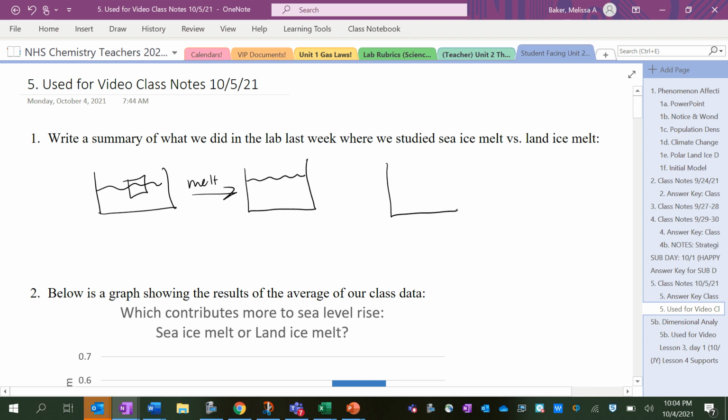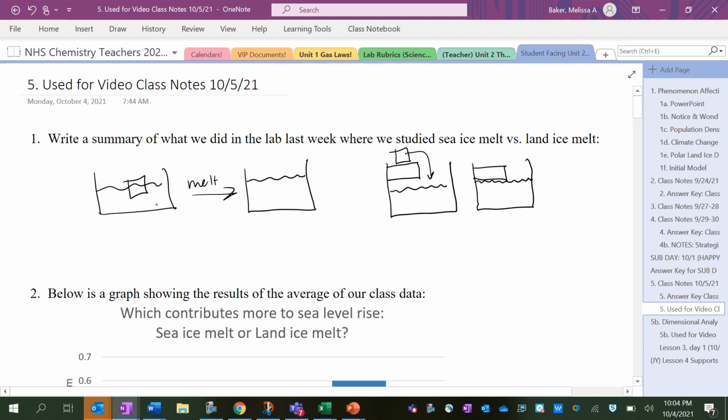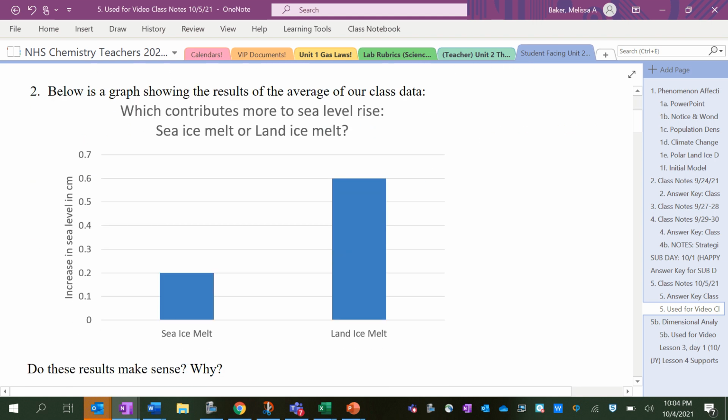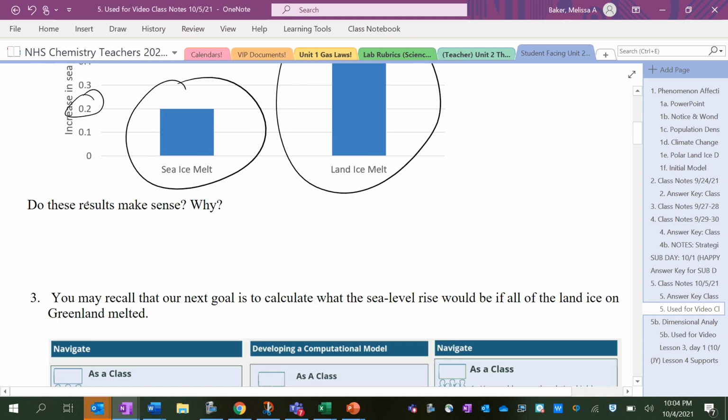And we did a separate experiment where we had a piece of, quote, land where we put the ice cube on top. So again, we measured the liquid before and then after all of that ice had melted into the water. And what we discovered was that sea ice melt and land ice melt both caused the level of the water to increase, but sea ice melt on average only increased 0.2 centimeters versus land ice melt contributed 0.6 centimeters. So, does this make sense?